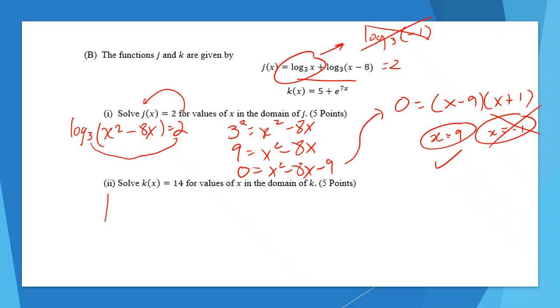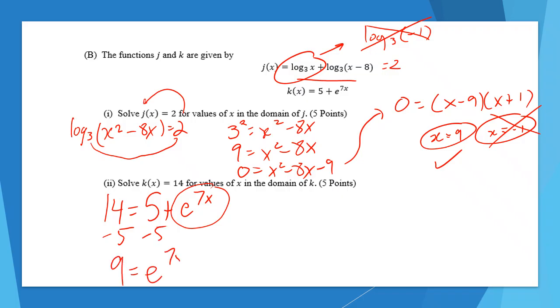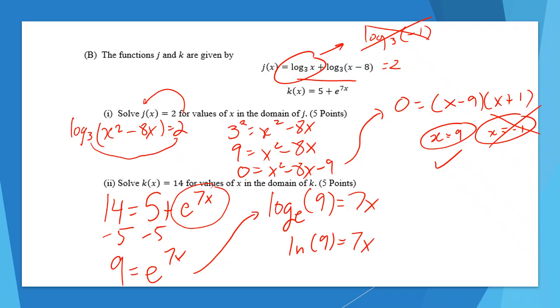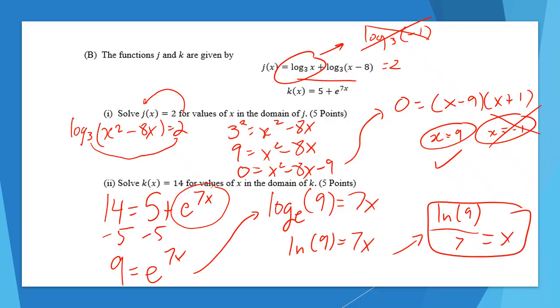The next one here, we're going to set 14 equal to 5 plus e to the power of 7x. Here we want to isolate this exponential part of the equation, so we're going to subtract 5 from both sides. 9 equals e to the 7x, and then take this and convert it into logarithmic. So log base e of 9 equals 7x, and then I'm just going to rewrite this as ln 9 equals 7x, and then divide both sides by 7 to get ln 9 over 7 equals x, and that should be your answer for part B.